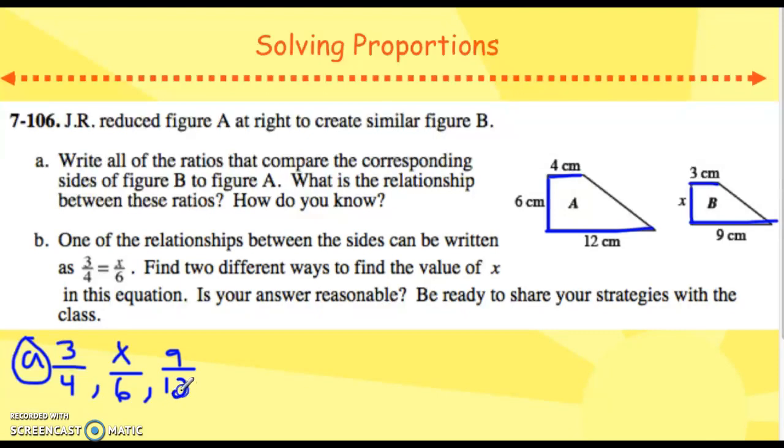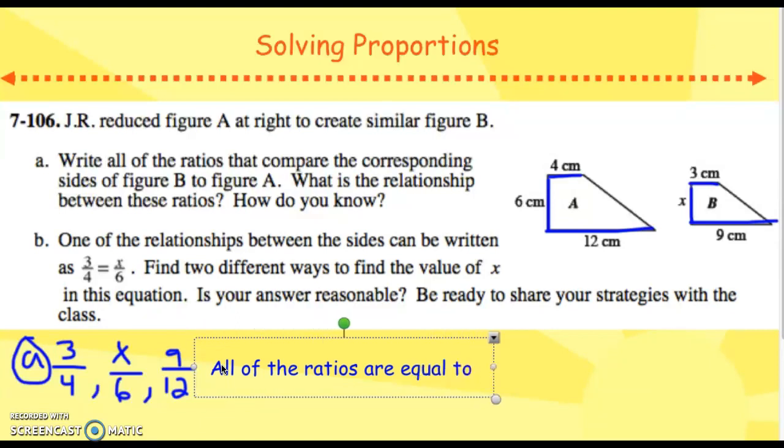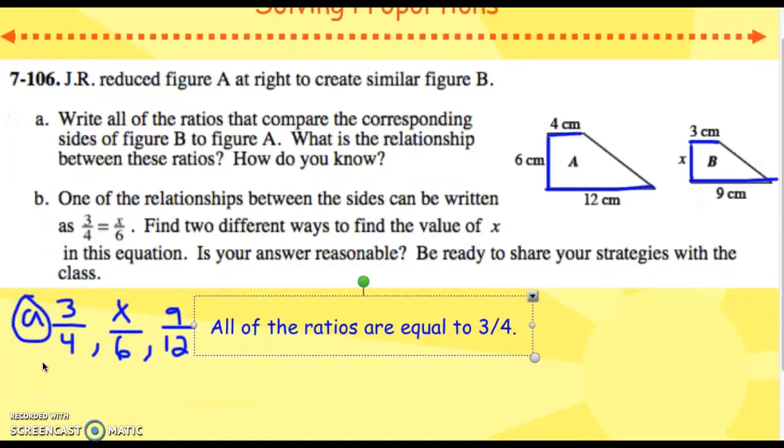It says, what is the relationship between these ratios and how do you know? So when I look at 3/4, I can have 9/12 reduced to 3/4 by dividing by 3. So 9 divided by 3 is 3 and 12 divided by 3 is 4. And then I'm going to assume that x over 6 would also reduce to 3/4 once I figure out what x is. So all of the ratios are equal to 3/4. You can take a second and make sure you have that written in your notebook.